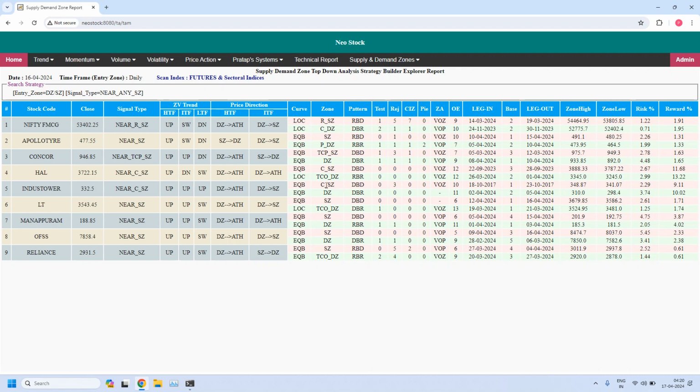And we have one more, Indus Tower. So this is already tested 3 times. That means 3 rejections from this zone. So you need to fine tune this zone to check the fresh 5 minute zone. Anything else? That's it. We have identified 3 high liquidity daily supply zones from this list.